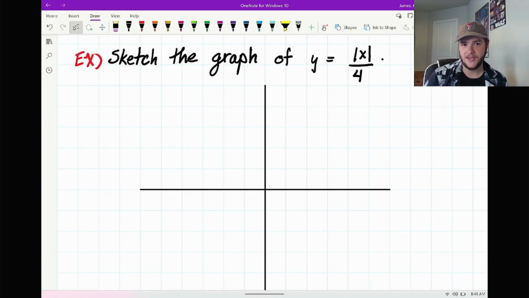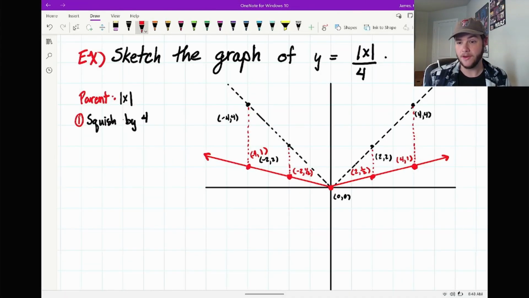Pause the video here to see if you can try this one on your own. This was the final answer that I found. I started from my parent function being absolute value of x, and I plotted a few points on there, being (0, 0), (2, 2), (4, 4), and their opposites. But now I need to squish my graph by a factor of 4. Or you can think about it as stretching it by 1/4.